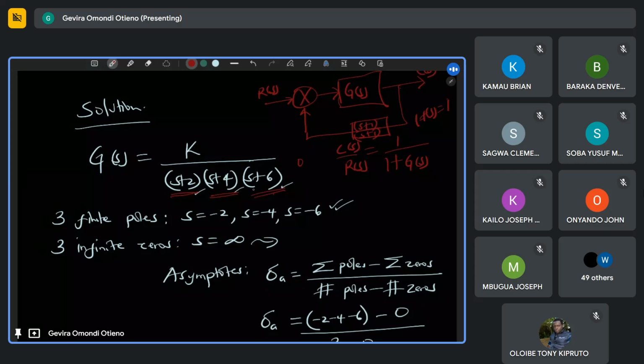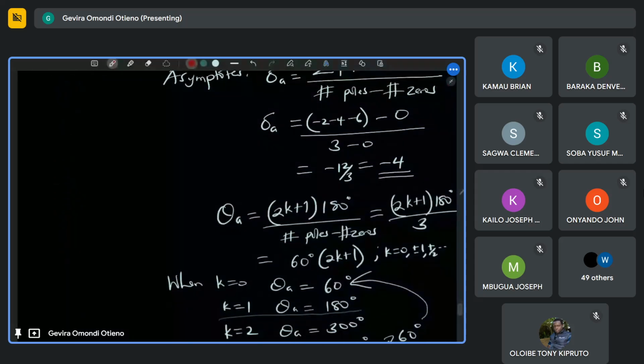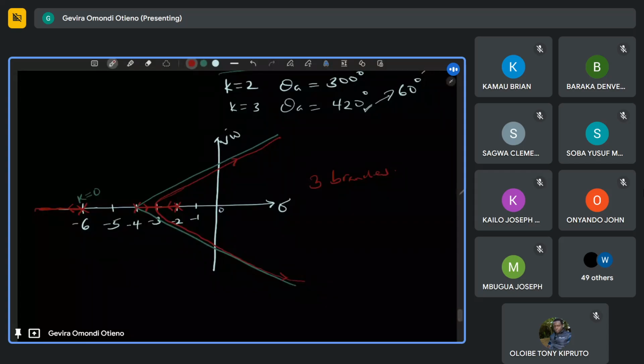But because it is a unity feedback system, we can still use the open loop transfer or the feed forward transfer function to know how many poles we have. That will tell us the number of branches. Because if you're sketching, you just need to know how many times will I have to branch. Pole at -2 will branch once. Pole at -4 will also branch once. And then the pole at -6 will go straight to infinity.